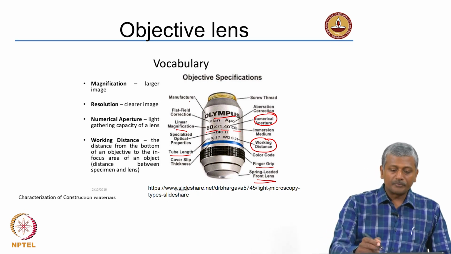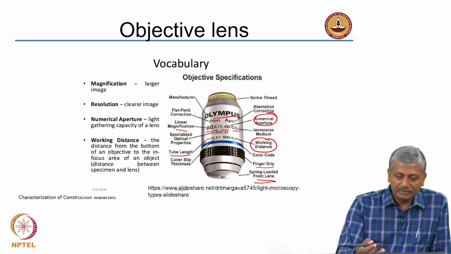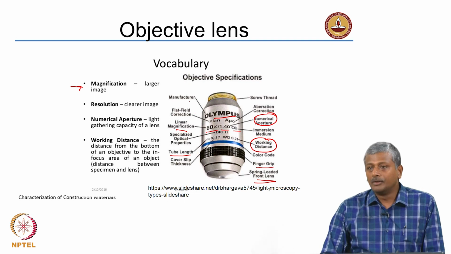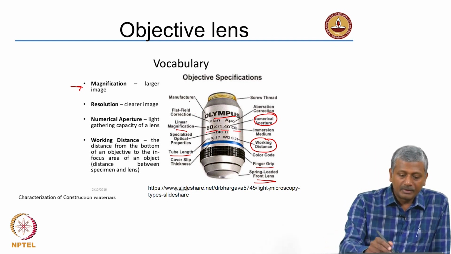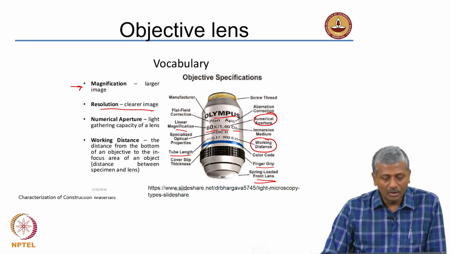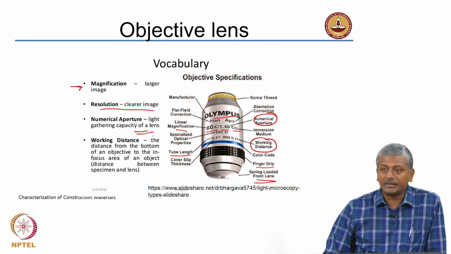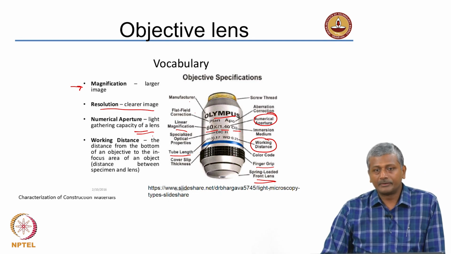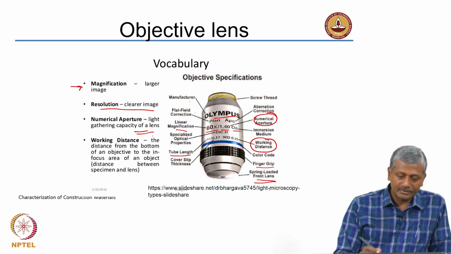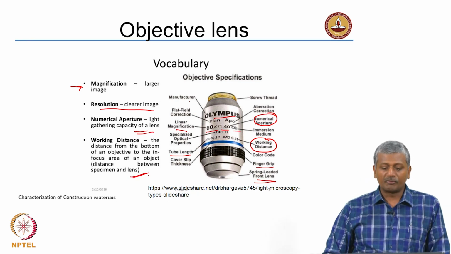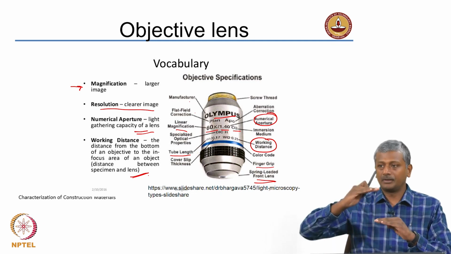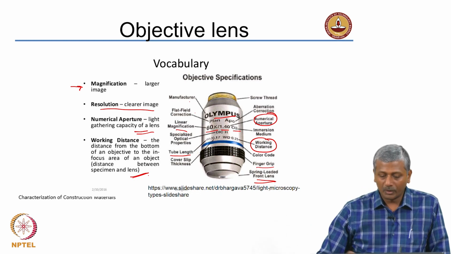Okay. So, what is meant by the different parameters? Of course, magnification means you are simply enlarging your image and observing the features. Resolution means you are making the image sharper or clearer. Okay. Numerical aperture is how much light a lens can gather, right. Greater half angle means more light can be gathered by the lens. Working distance is the distance from the bottom of an objective to the in focus area of an object, that is the distance between specimen and the lens. Okay. So, that is the working distance.